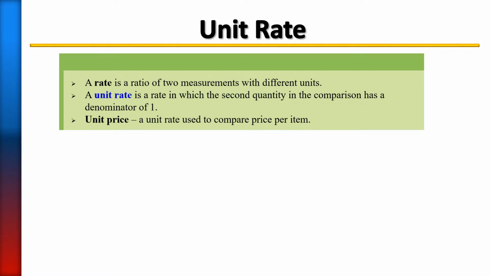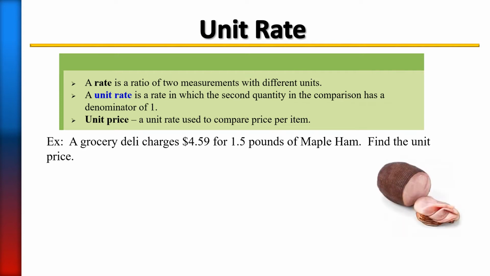And now that we've gotten the definitions and terms out of the way, let's do an example to understand what those terms really mean. A grocery store deli charges $4.59 for 1.5 pounds of maple ham. So find the unit price. In other words, what we want to find is how much is it for just 1 pound of maple ham?